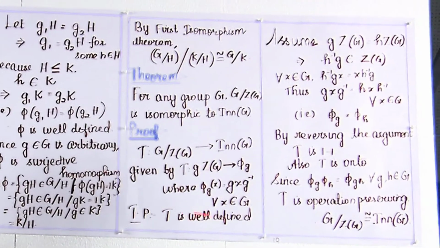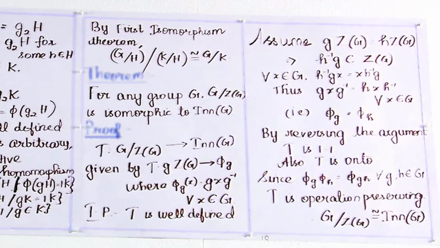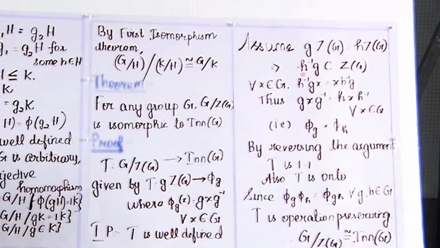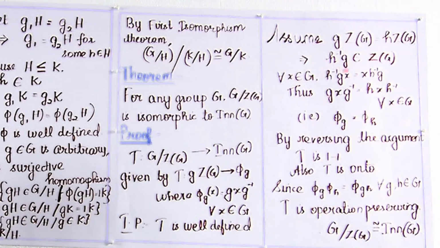We have to prove T is well defined. Therefore, to do this, let us assume that gZ(G) is equal to hZ(G), which implies h^-1g belongs to Z(G). Now, for all x belonging to G, h^-1gx is equal to xh^-1g. Thus, gxg^-1 is equal to hxh^-1 for all x belonging to G. So, this implies that phi_g is equal to phi_h.